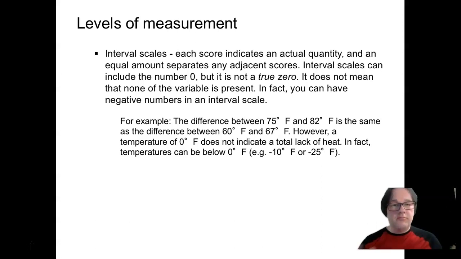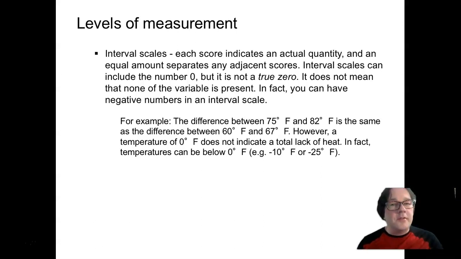So we can take a look here. As an example, the difference between 75 degrees Fahrenheit and 82 degrees Fahrenheit is the same difference as between 60 degrees Fahrenheit and 67 degrees Fahrenheit, right? So the interval between these numbers is the same. Unlike an ordinal scale, where if you told me someone came in first place and someone came in third place, I would have no idea what the difference was in terms of actual time it took them to complete a race or a marathon.